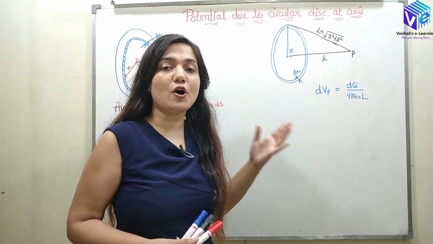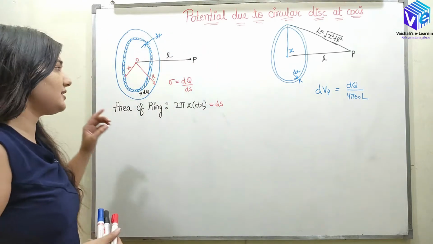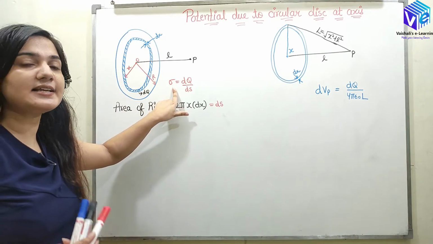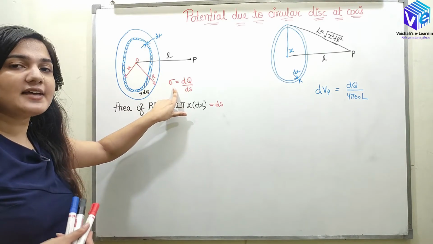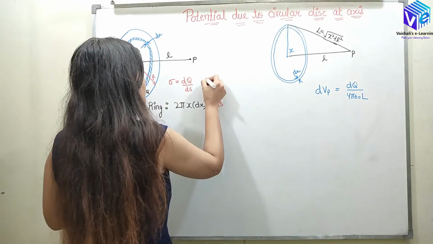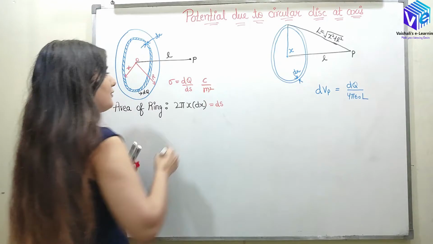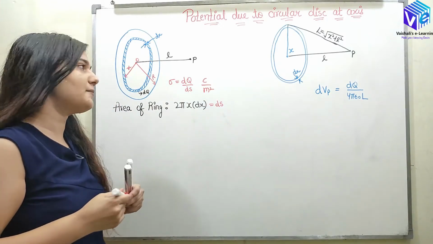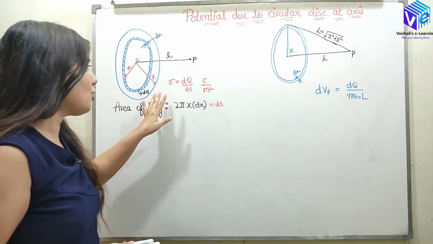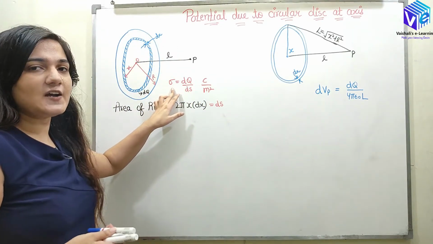Whenever we have this charged surface area, I will be talking about the surface charge density. Till now I was talking about the line charge density. So here I will be talking about the surface charge density, that is sigma, and sigma is given as dq upon ds. What will be the units? The unit will be coulomb per meter square. The charge unit is coulomb and the unit of surface area is meter square. So this is how we can denote the surface charge density.